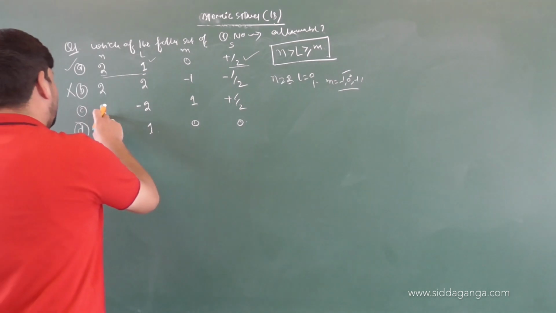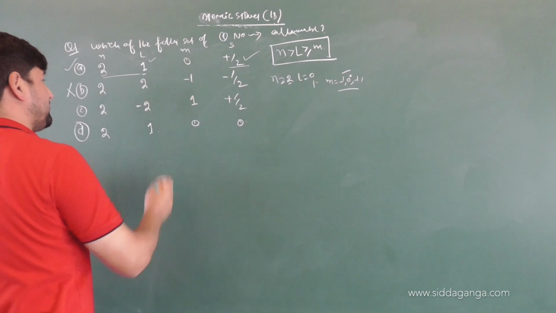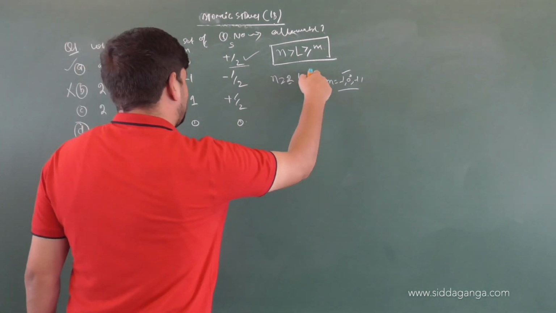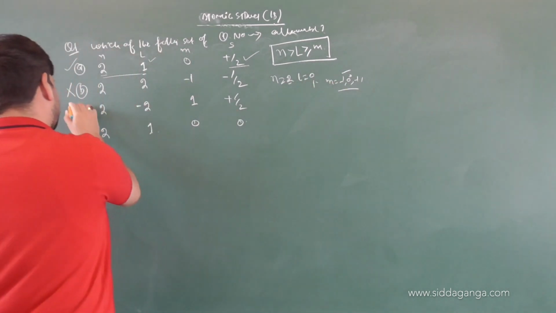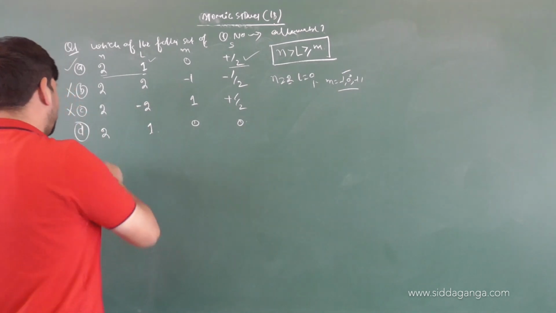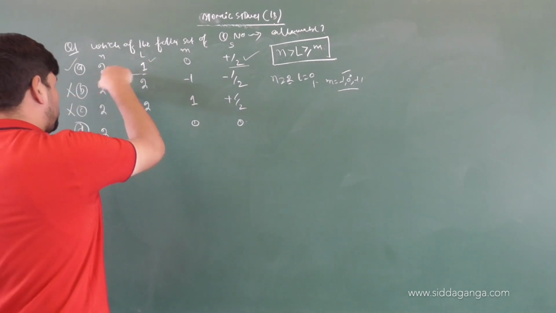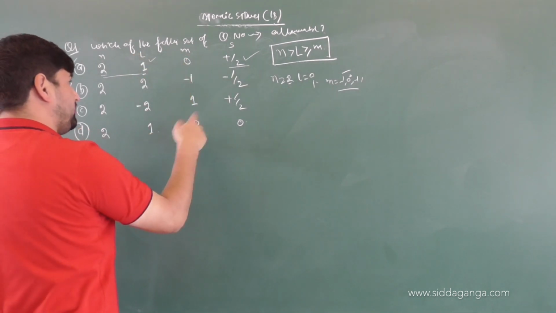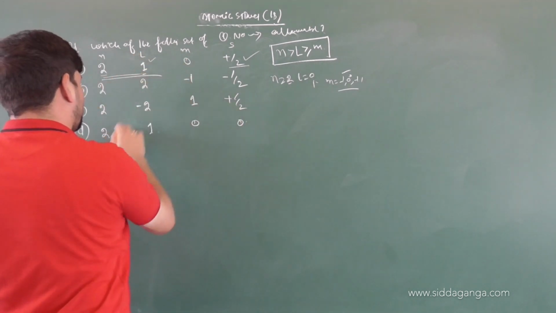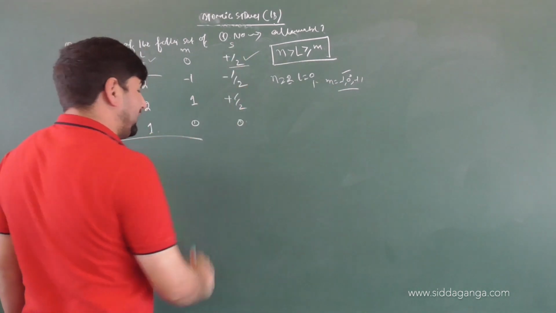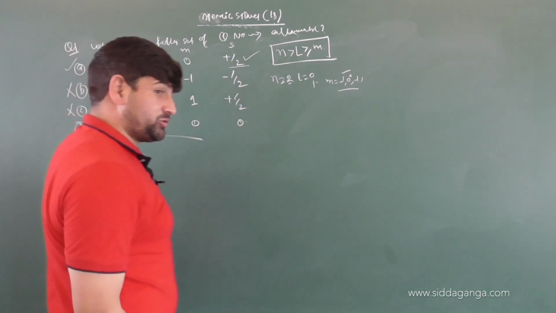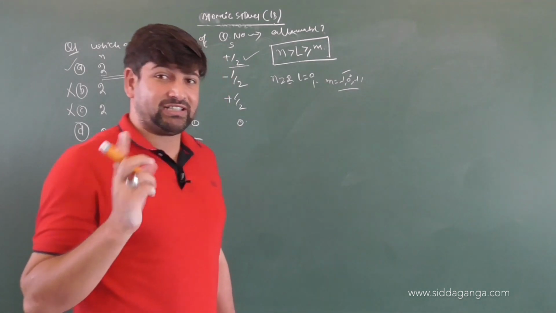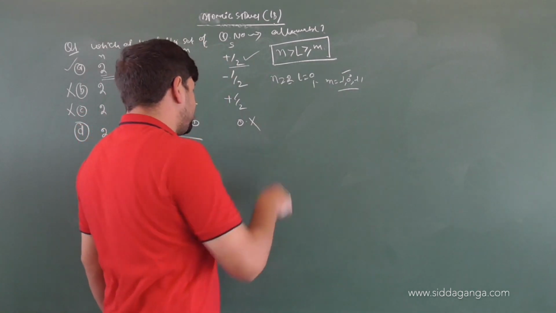Third one. N is 2. Can L be minus 2? Obviously not. Because when N is 2, L can be 0, 1. There is no possibility of minus 2 existing. This is not allowed. When N is 2, L is 1. We have proved it a while earlier. Correct or not? But when L is 1, can M be 0? Yes, indeed. So these three are matching up. But can spin of the electron be 0? No. It will have one of the two spins with respect to the chosen axis. That's plus half or minus half. So this is also not allowed.